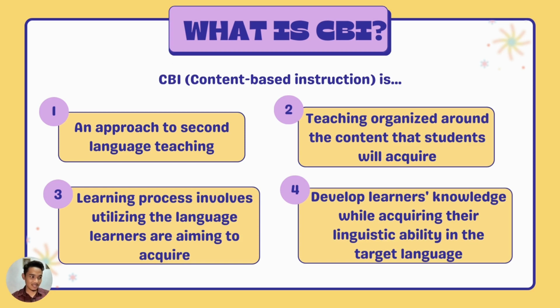This could be anything that interests them, from a serious academic subject like mathematics, biology, science, history, or it also can be their favorite thing, like their favorite pop star, movies, films, music, anything. It could be anything that interests them. This learning process involves utilizing the language that the learners are aiming to acquire, which is English, rather than their native language.